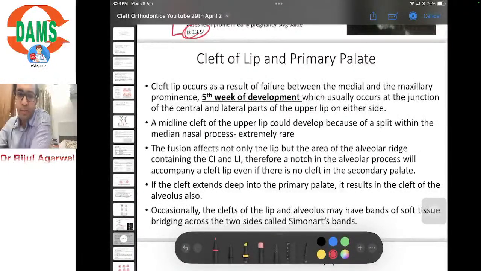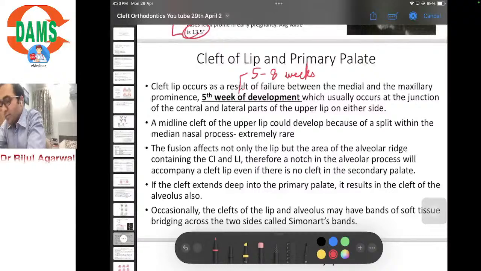Coming to the cleft lip and palate. As we all know, we'll start with the cleft of lip and primary palate. This occurs as a result of failure, as I have already told you in the embryological aspect, of fusion between the medial nasal and the maxillary prominence between the 5th week of development. If asked as a range, it is between 5 to 8 weeks.